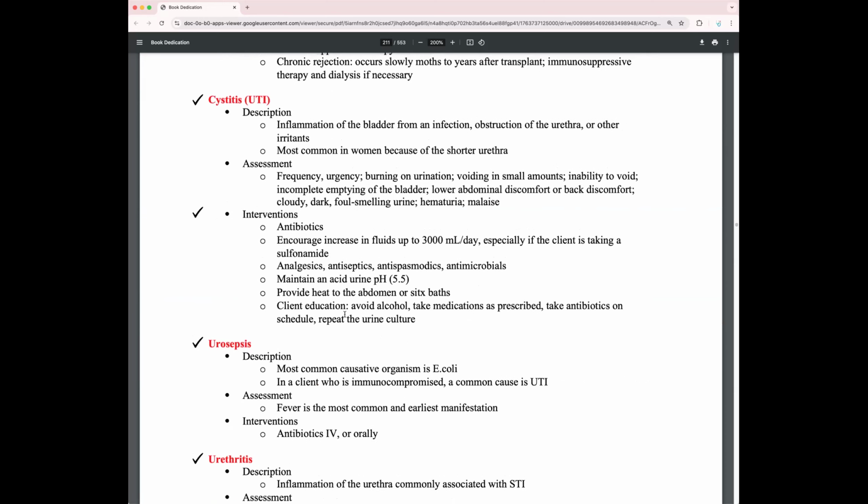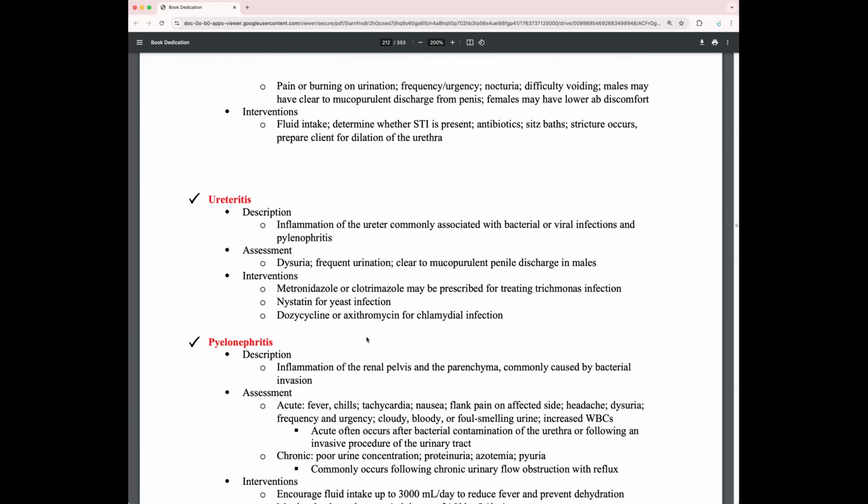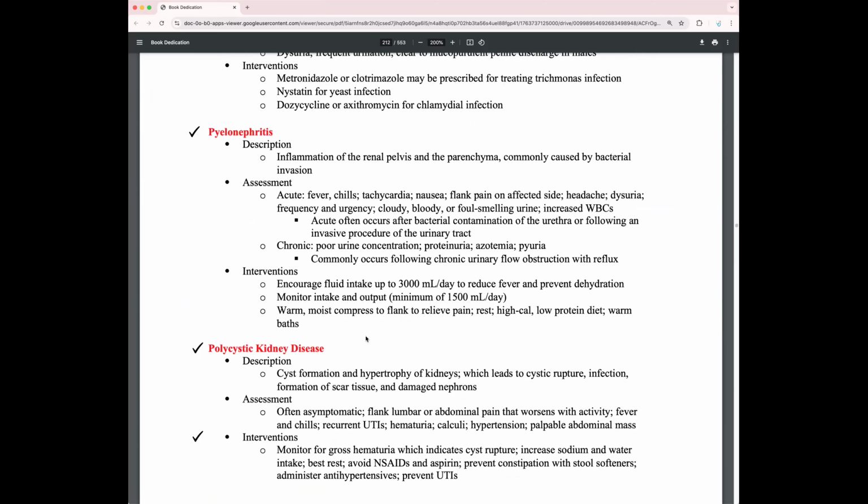Read the section on UTI. And this is pretty standard. This won't be difficult for you. Pyelonephritis is a very bad infection that has moved up to the kidneys. And so just read through the symptoms.